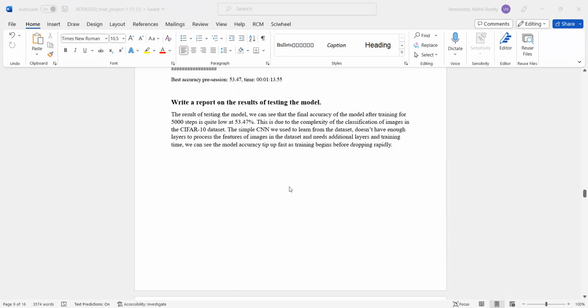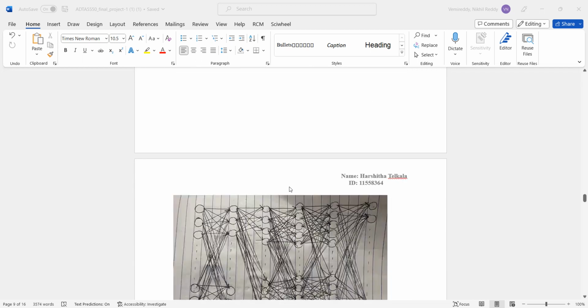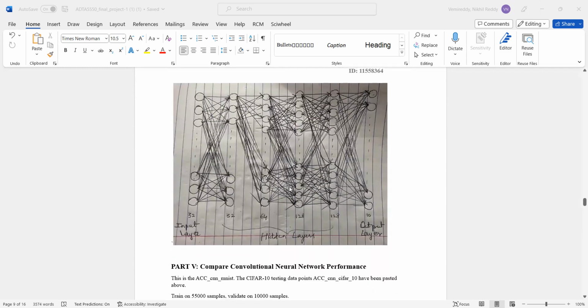Coming to the report on the results of testing the model, we can see that the final accuracy of the model after training for 5,000 steps is quite low at 53.47%. This is due to the complexity of the classification of images in the CIFAR-10 dataset. The simple CNN we use to learn from the dataset doesn't have enough layers to process the features of images in the dataset, and it needs additional layers and training time. We can see the model accuracy shoot up fast as training begins before dropping rapidly. This is the architecture of the neural network.